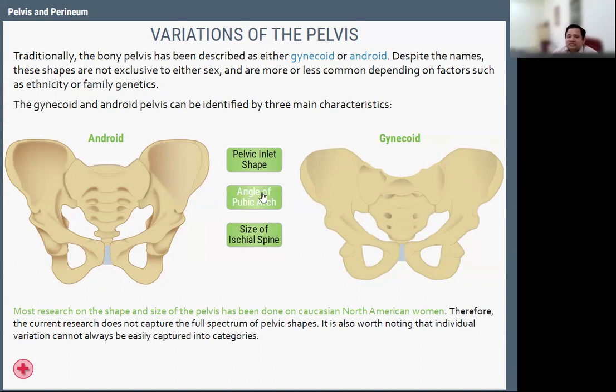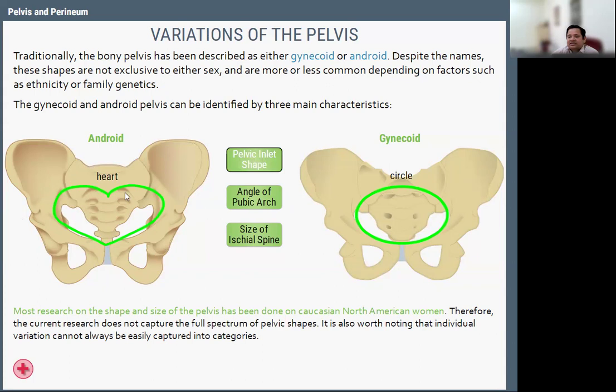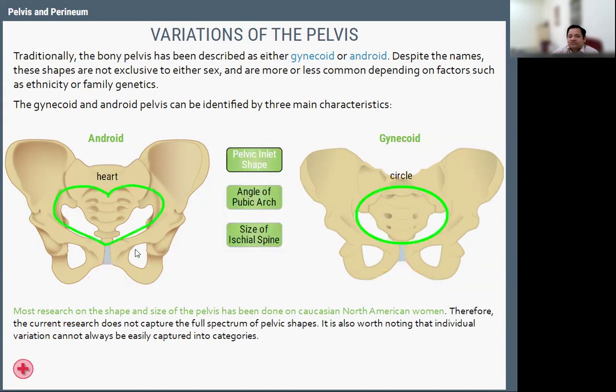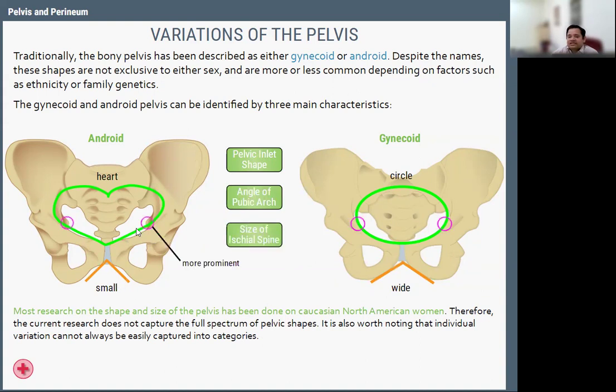तो कैसे पता चलता है? So first of all, the pelvic inlet shape. You can see the shape of the android is heart-shaped and the gynecoid is circular. Then the angle of the pubic arch is small in android and bigger in gynecoid. The size of the ischial spine is again small here and broader here. So again, you will see all this again. First of all, heart shape, then it is android, mostly found in males only, and gynecoid is circular. Then the pubic arch angle will be smaller in android and wider in gynecoid. Ischial spine ka size again smaller in android and greater in gynecoid.